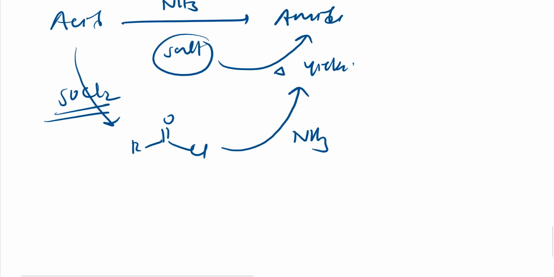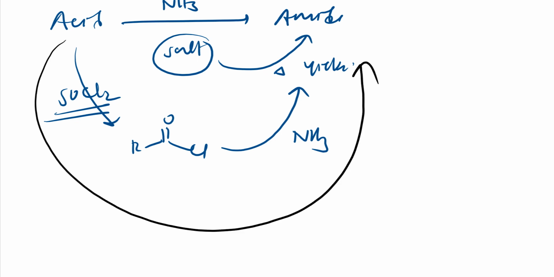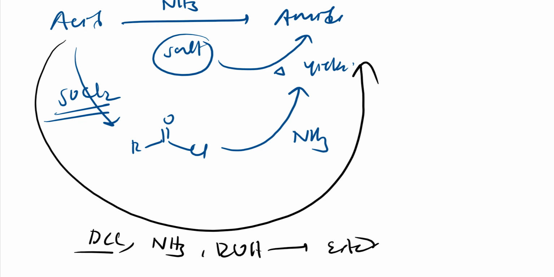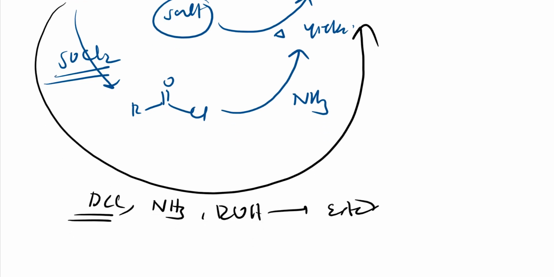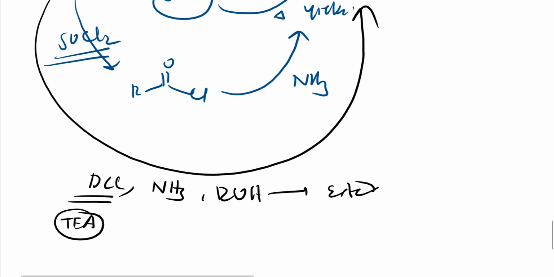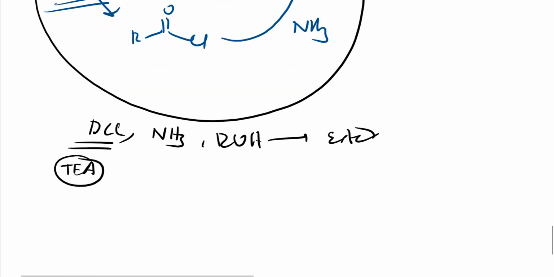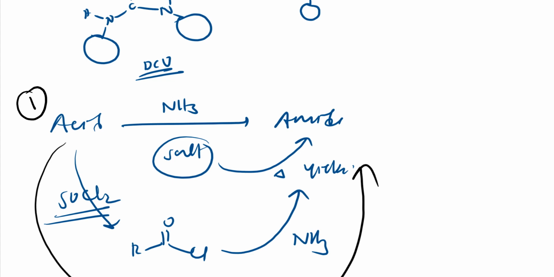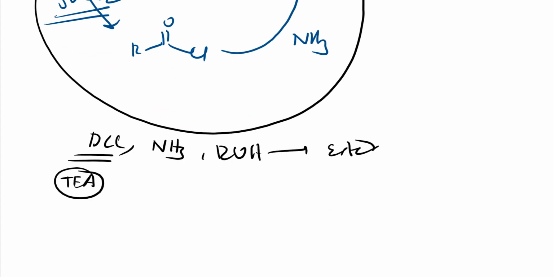But with DCC, this acid directly gives the amide in the presence of DCC, and if we use ammonia, we get the amide. If we add any alcohol, we get the ester, right? We can use only DCC and ammonia, or we can use DCC along with a base like triethylamine, right? I have told these things. We can use other bases also, and the mechanism we have studied. So this is my first application, right? Next let us concentrate on the second application.